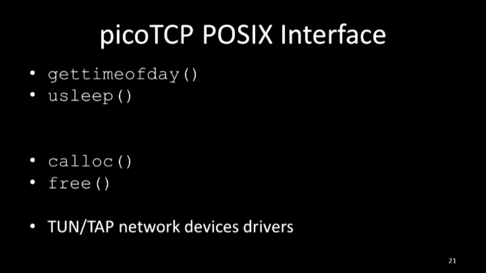So when you run PicoTCP on Linux, using this pico_app that I just pointed out, what it'll use in order to implement the functions we just had on the previous slide is gettimeofday. That'll tell PicoTCP what time it is. It uses sleep to just stop the process for a little bit and then come back later for the idle call. And then, of course, calloc and free for the memory management functions. And the device drivers that it uses are TUN and TAP devices.